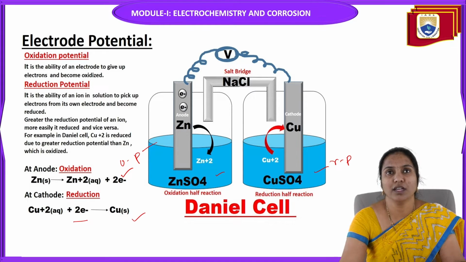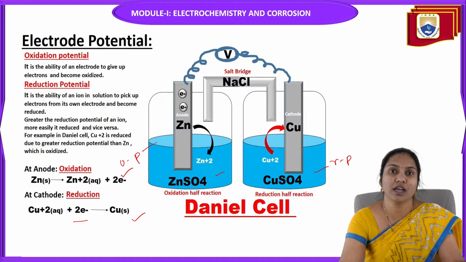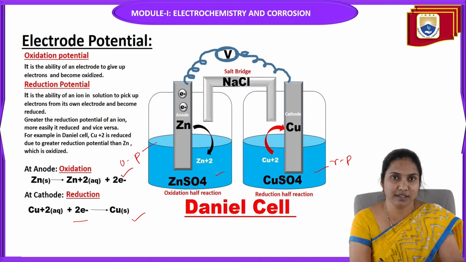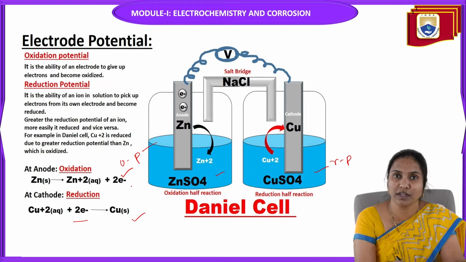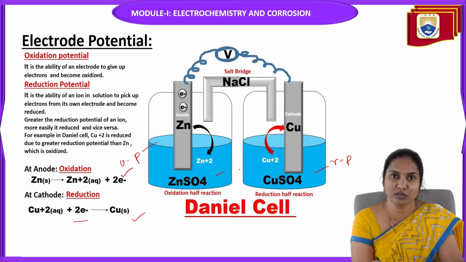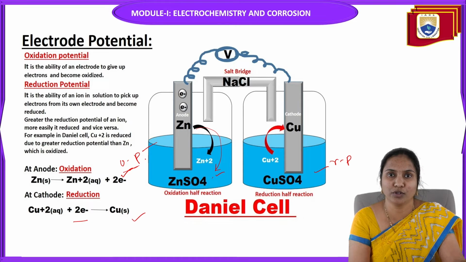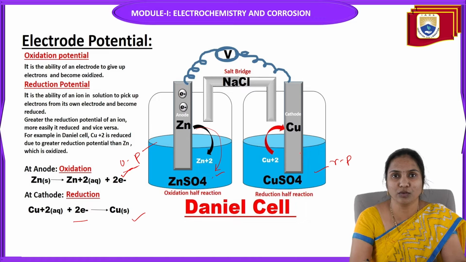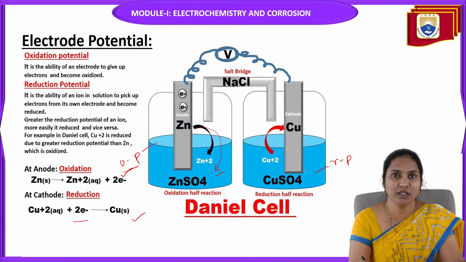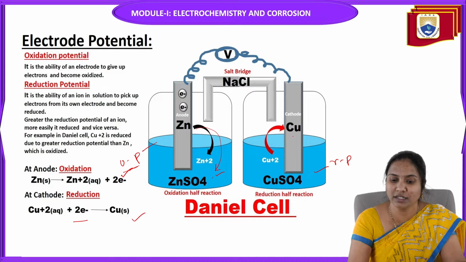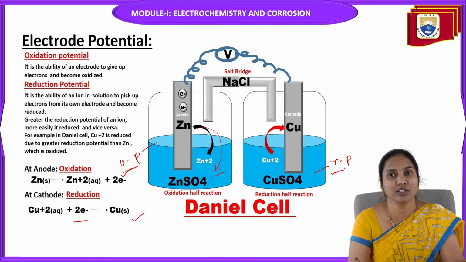So what is the meaning of oxidation potential? It is the ability of an electrode to give up electrons and become oxidized. When we dip the zinc electrode in zinc sulfate solution, zinc always acts as anode and undergoes oxidation, that means loss of electrons, and the zinc metal ions pass into the solution. In this case, it develops oxidation potential. For example, when the copper electrode is dipped in copper sulfate solution, copper acts as cathode, so it undergoes reduction, meaning gain of electrons. So copper ions are deposited at the cathodic area. In this case, it develops reduction potential.